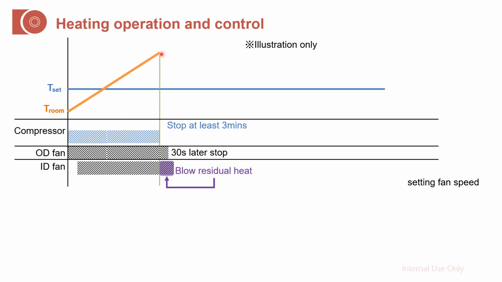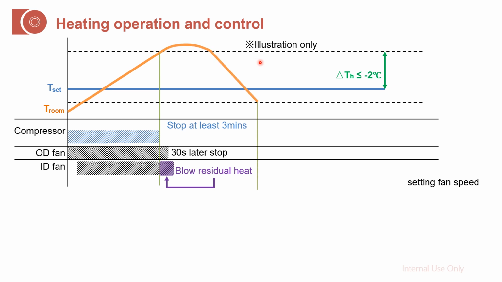And let's focus on this point. The relation at this point is this delta TH. It should be less than 2 degrees. Then it will stop. And once the compressor stops, the room temperature always drops, right? It continues like this until you reach this one, where the delta TH is higher than 1 degree, and then the compressor starts again, just like this.